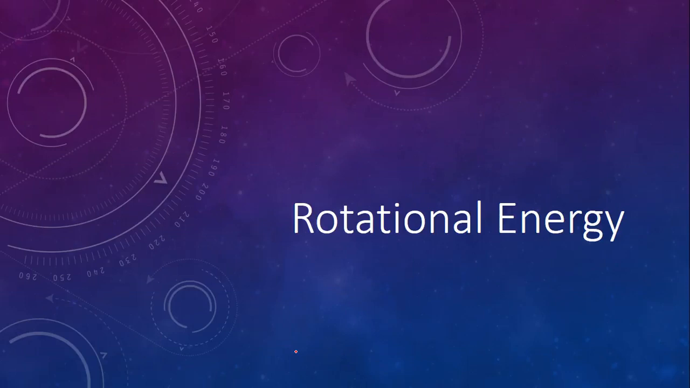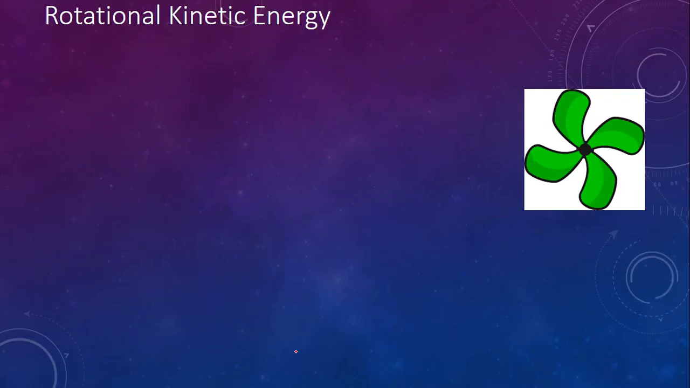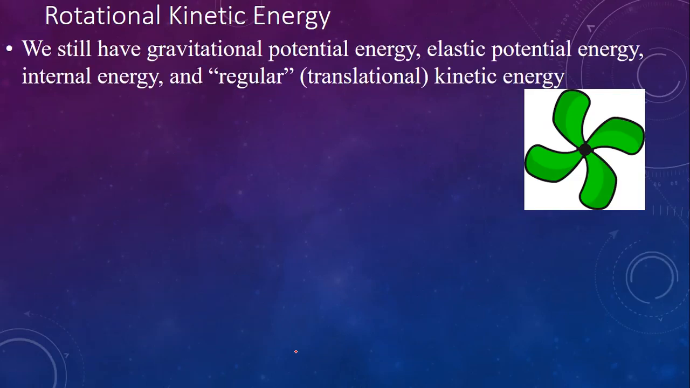In this video, we are going to be talking about rotational energy. So we still have all of the types of energy we had when we talked about it last unit. So we still have gravitational potential energy, elastic potential energy, internal energy, and regular kinetic energy, which the real term for it is translational kinetic energy.